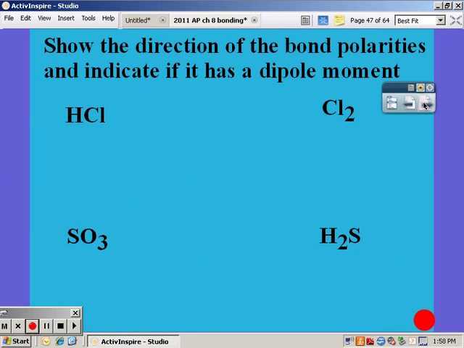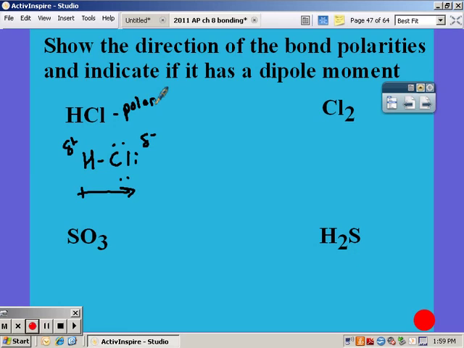Go ahead and draw the Lewis structures for these compounds and decide if the compound has a dipole moment. In other words, is it polar? HCl has one bond and the electronegativity difference is greater than 0.4. Chlorine is slightly negative, hydrogen slightly positive, so it is polar, or it does have a dipole moment.